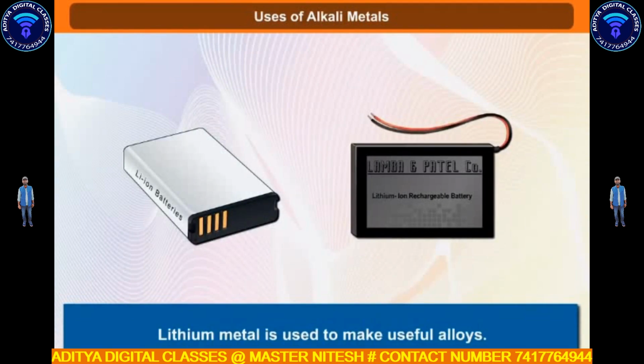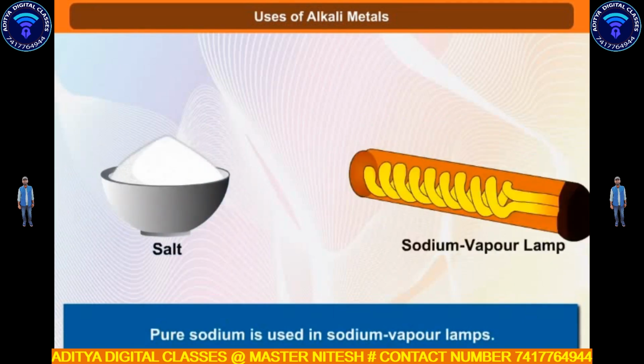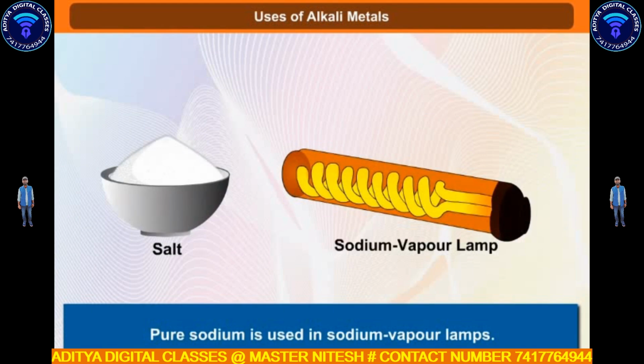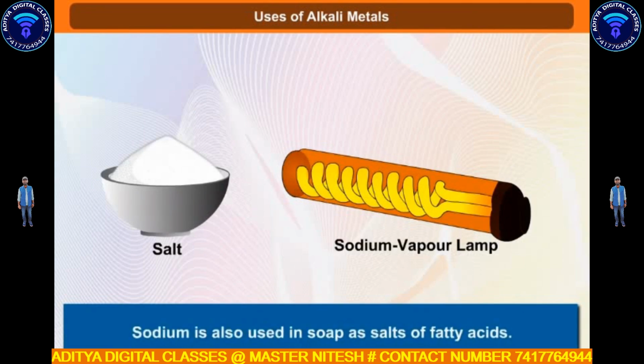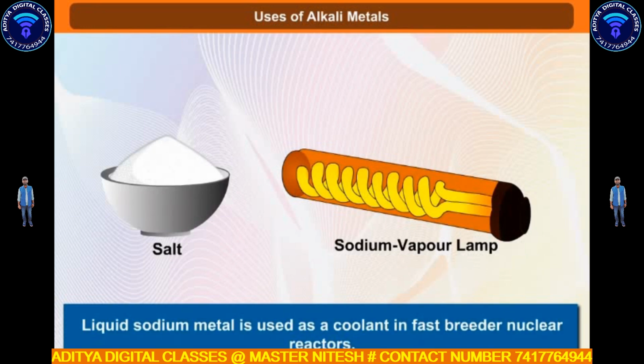Lithium is often used in batteries. Lithium metal is used to make useful alloys. Pure sodium is used in sodium vapor lamps. Sodium compounds have many uses as well, the most well-known compound being table salt. Sodium is also used in soap as salts of fatty acids. Liquid sodium metal is used as a coolant in fast breeder nuclear reactors.